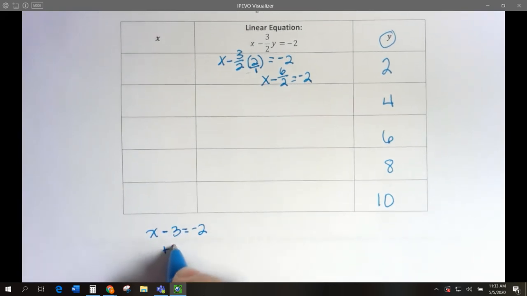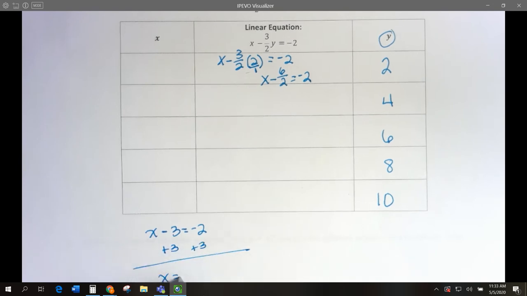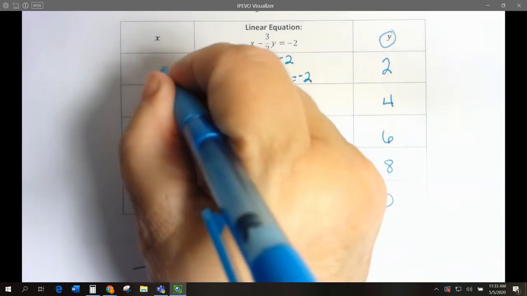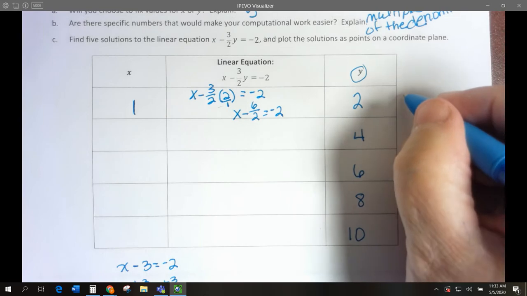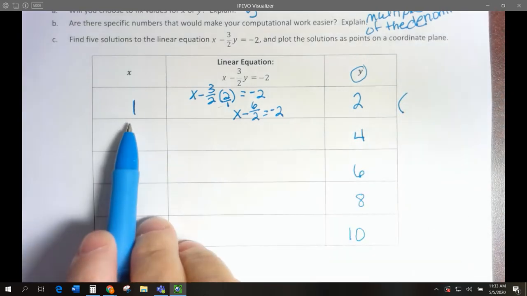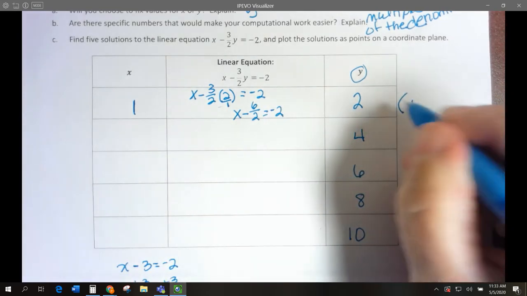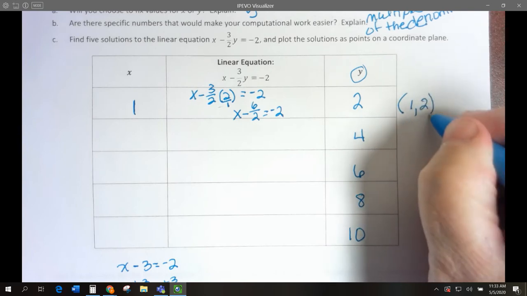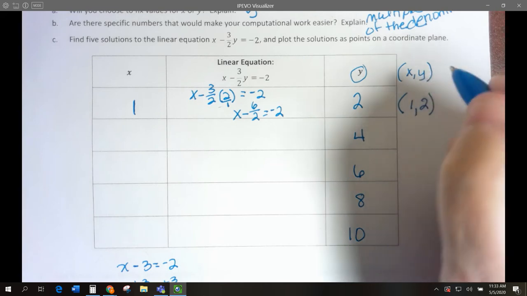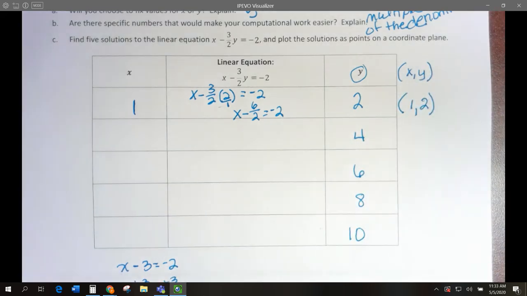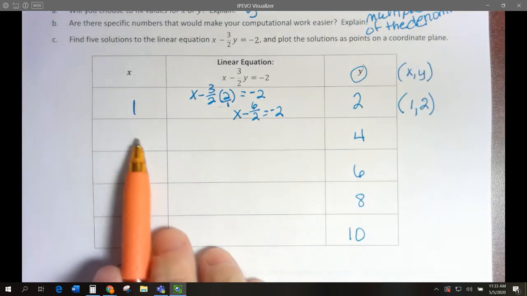We're going to add 3 to both sides, and x is going to give us 1. So our coordinate pair, x would be 1 and our y would be 2. Remember, they're always alphabetical, x, y. Let's go on to the next problem.